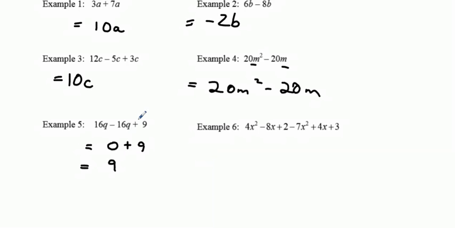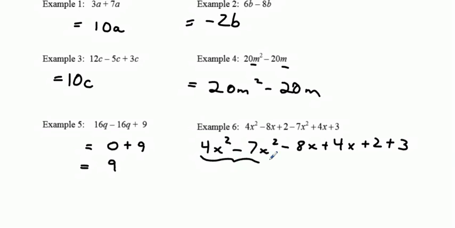Sometimes it's easier just to group your like terms. So you could take 4x squared and then the minus 7x squared and bring them together. Make sure you're bringing the sign in front of the 7x squared too. And then you've got minus 8x plus 4x. Then you've got your 2 and your 3. And then you would just add the pairs here.